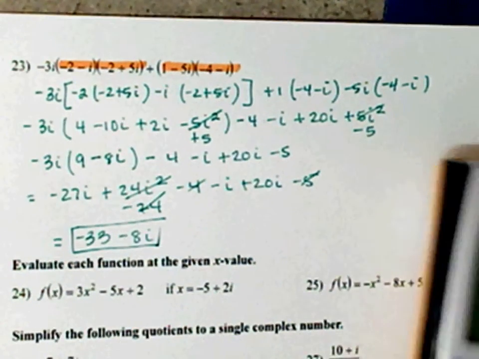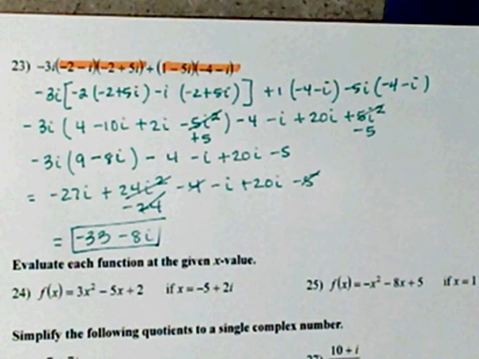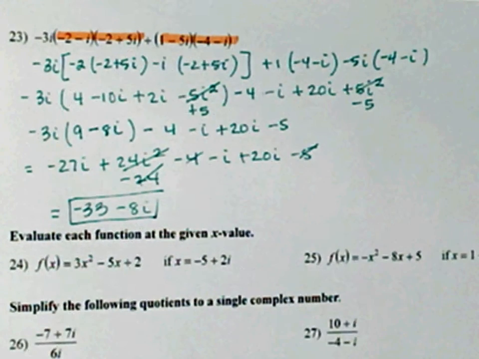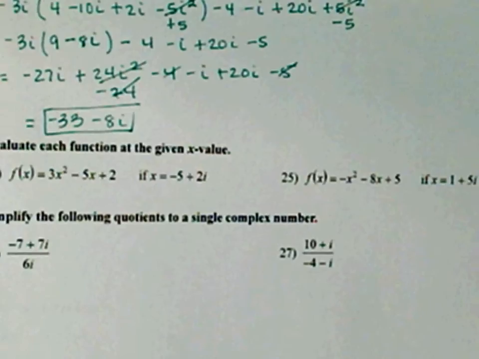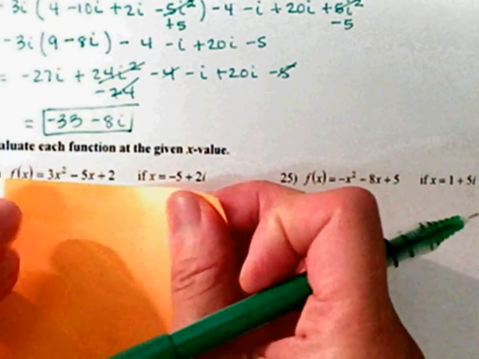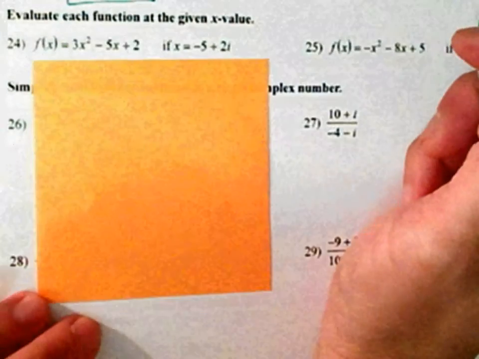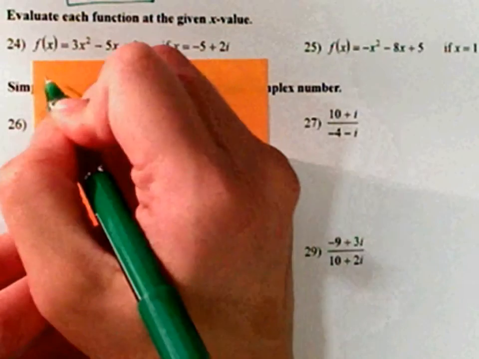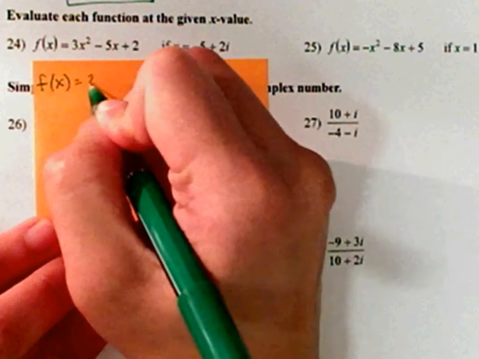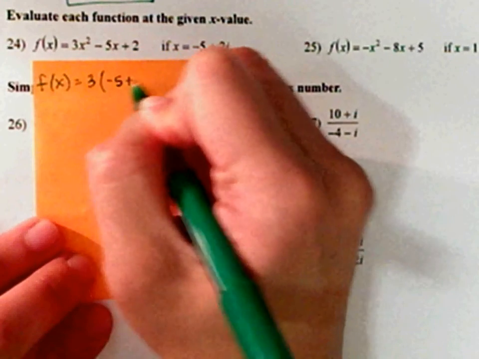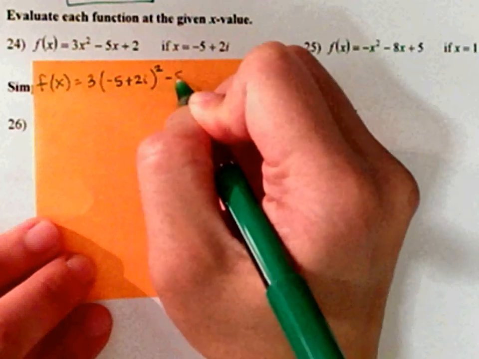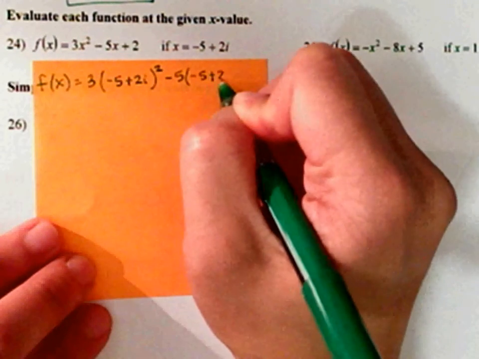Number 24, it says to evaluate. Evaluate means you're going to plug it in. Alrighty? So I'm not going to have room for that on this paper. So I'm going to do it on this one right here. So number 24, here's 24. I am going to evaluate number 24. So I'm going to plug that part in. So f of x equals 3 times negative 5 plus 2i squared minus 5 times negative 5 plus 2i plus 2. Okay?